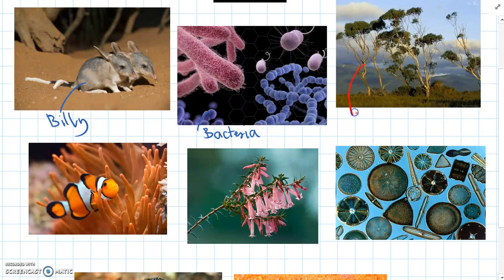In this picture we have some eucalyptus trees, which are some of the most common trees in Australia. There are thousands of species of eucalyptus. And there's also grass here.